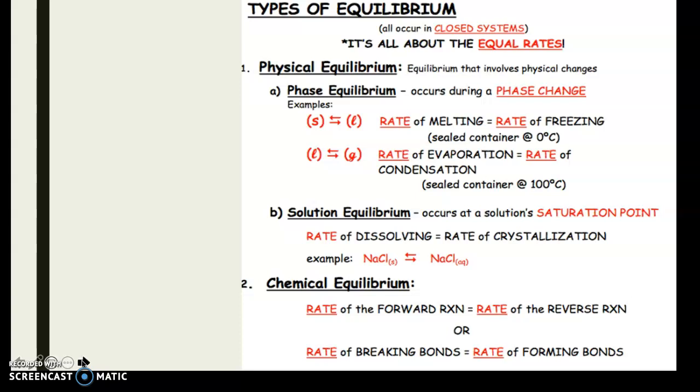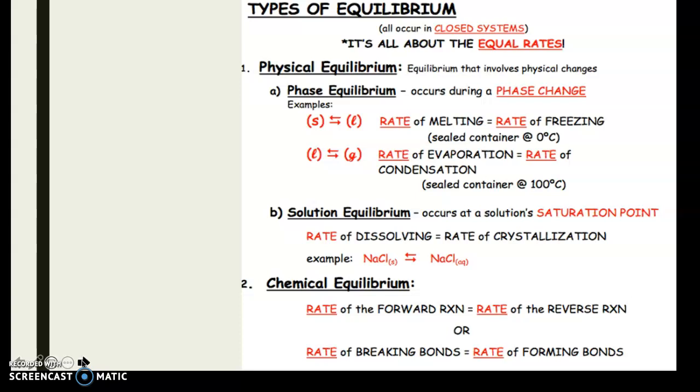We also have solution equilibrium, which occurs at the saturation point, meaning the rate of the dissolving is equal to the rate of crystallization. Think of rock candy as an example. As it's dissolving the sugar, we're also creating sugar crystals. And then we have chemical equilibrium, where the rate of the forward reaction is equal to the rate of the reverse reaction, or the rate of the breaking bonds is equal to the rate of forming bonds.